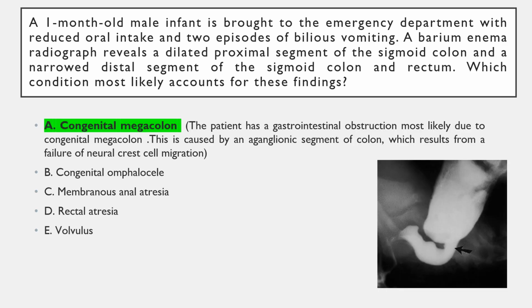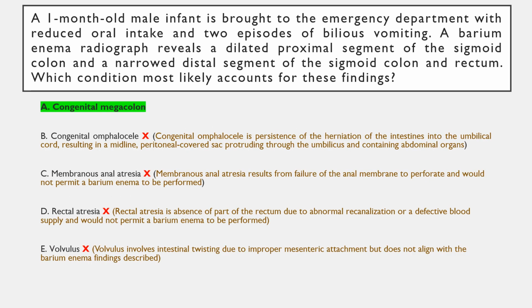The correct answer is A. Congenital megacolon. The patient has a gastrointestinal obstruction, most likely due to a congenital megacolon. This is caused by an aganglionic segment of colon, which results from a failure of neural crest cell migration. Let's have a look at why the other options are incorrect.